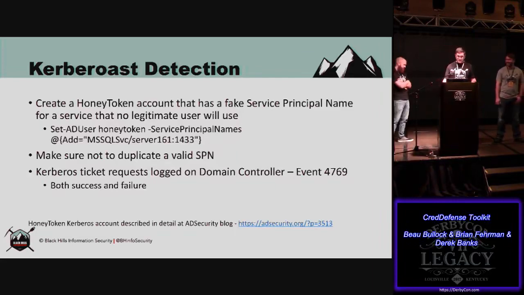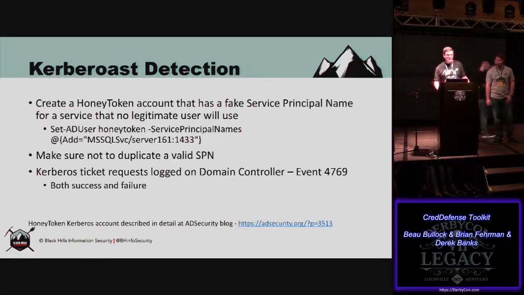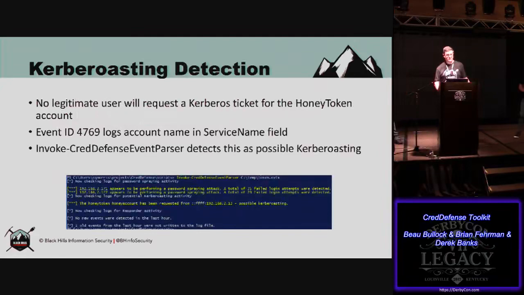So why would we do this? Event 4769 records any success or failure, and so if I ever see that honey token account requested, I know that somebody's actually Kerberoasting. So we have a PowerShell script that we wrote that can be run in two ways. You can run it specifically on the forwarded events EVTX file, or you can run it in a loop, and it'll sit there and monitor the Windows event for this. It's made to run on the consolidated server, and anytime somebody runs a Kerberoasting attack, it'll show up.